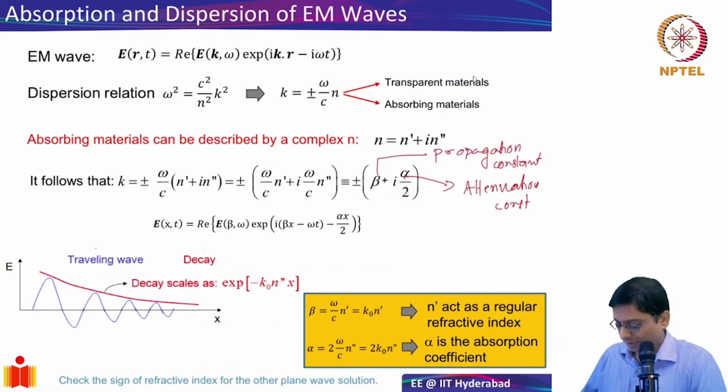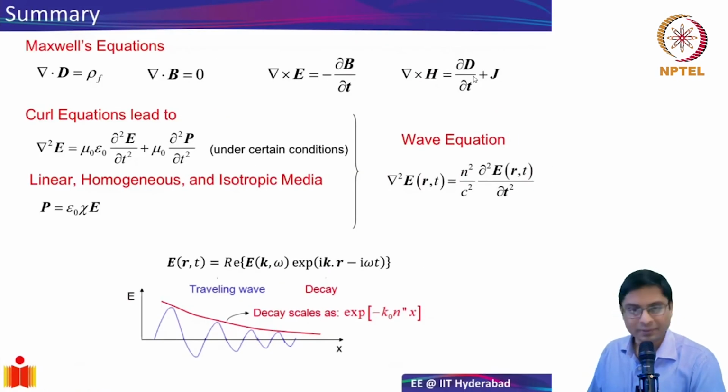This describes how the waves behave. We saw that the wave equation describes how waves propagate in a medium. And we also saw that there is something called a dispersion relation that is very, very important, and we saw some features of it, right? So this is what we have done so far.